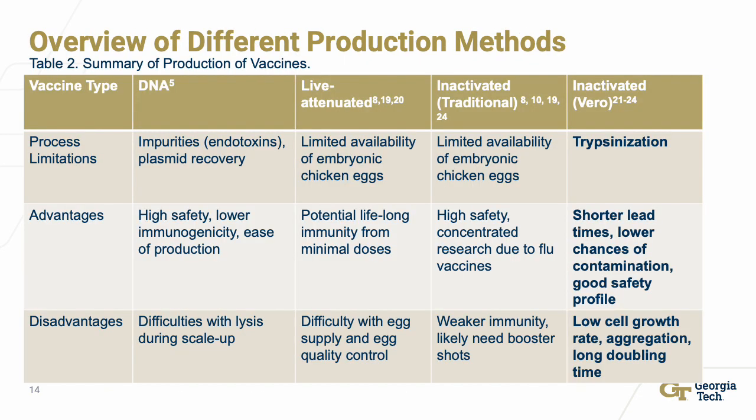Vero cell vaccine production is limited by trypsinization because it is a major bottleneck for Vero cell production. While the production process is significantly less susceptible to contamination compared to production methods that require chicken eggs, the Vero cell line has a relatively low cell growth rate and long doubling time. They can also be prone to aggregation, which is detrimental to production.